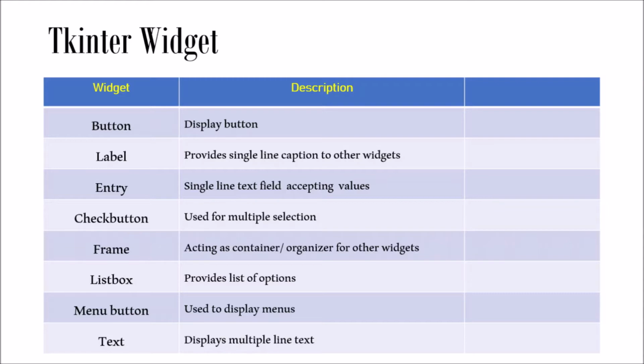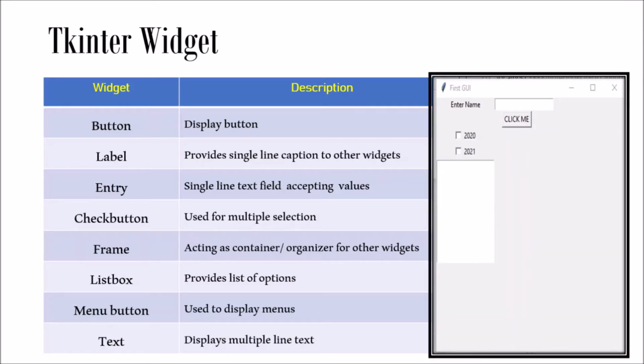Those widgets are: first, button, which can display a button. Then label, which provides a single line caption for other widgets. Then entry, a single line text field where you can enter values or text. Then check button, used for multiple selection. Then frame, which acts as a container or organizer for other widgets. Then list box, which provides list options. Then menu button, used to display menus. And text, which displays multiple line text.